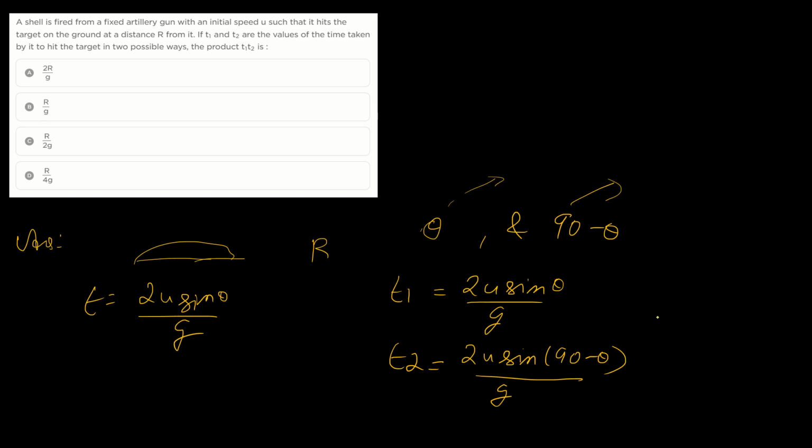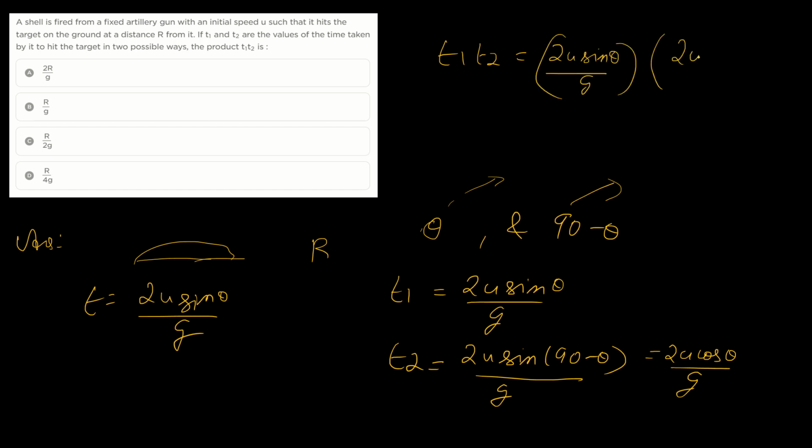Now they are asking the product t1 and t2. T2 is 2u sin(90 minus theta) by g, which is 2u cos theta by g, right? So here we can write t1 into t2 is equal to 2u sin theta by g into 2u cos theta by g. Okay, we can write like this: 2 by g into u square sin 2 theta by g, right?